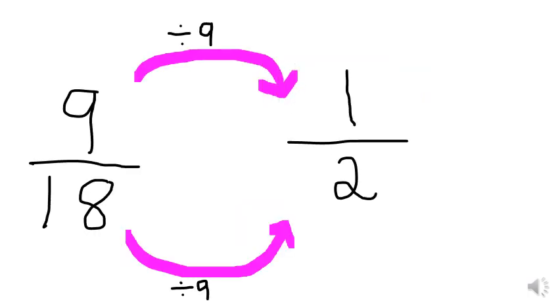We could have also divided the number by 9, because we know that 9 and 18 are both in the 9 times table. So if we divide 9 by 9, we get 1, and 18 by 9, we get 2, and we get 1/2. So however you reduce it, you will still get the fraction in its lowest term. Okay, we've just got to pick a number that divides perfectly with our fraction.